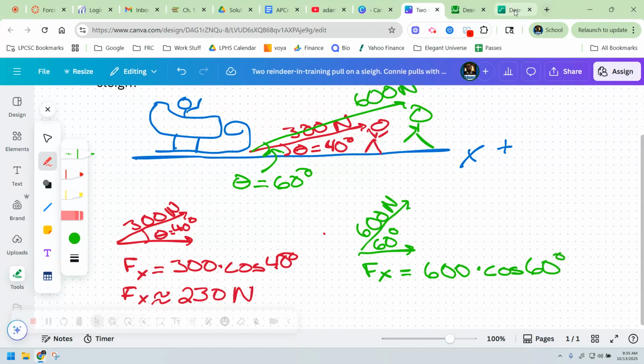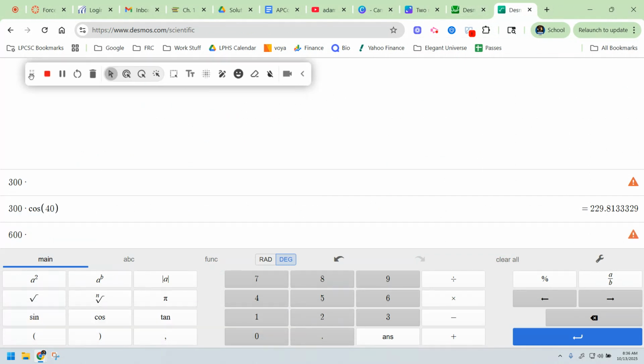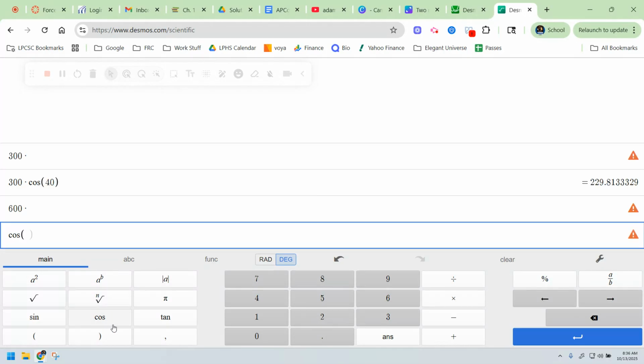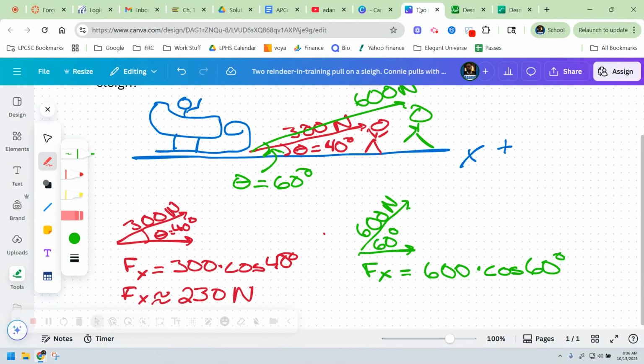And so we plug that into Desmos, and we say 600 times cosine of 60 degrees. And so that's significantly lower. It's only 300 newtons. It's like half. So his x component would just be 300 newtons.